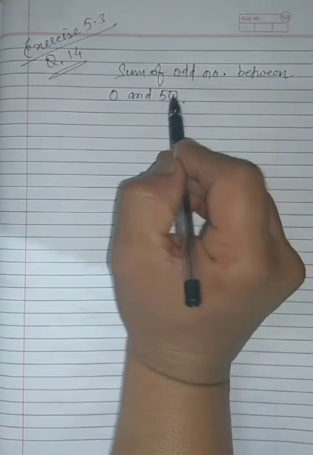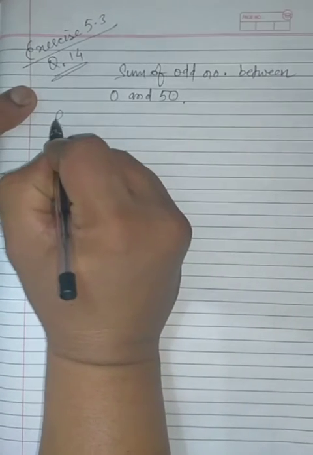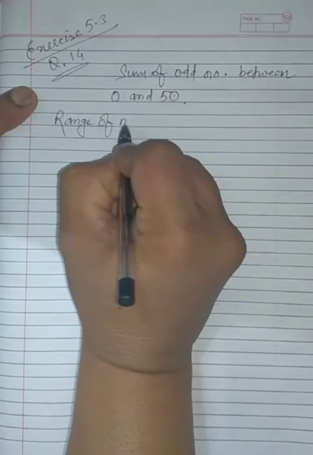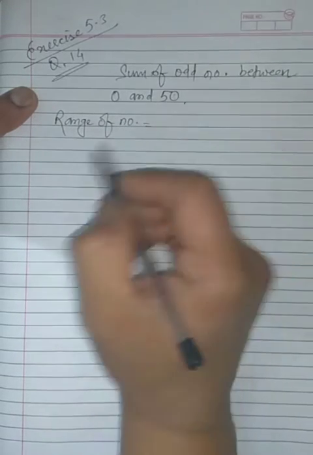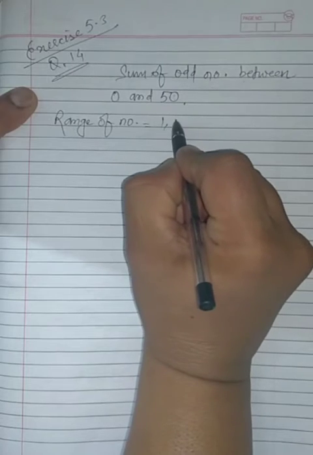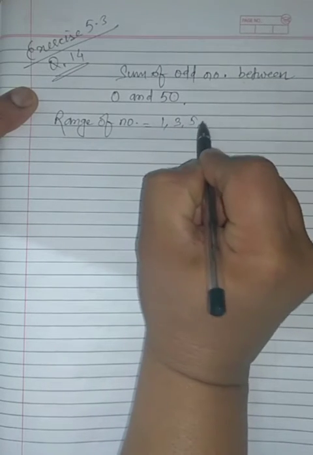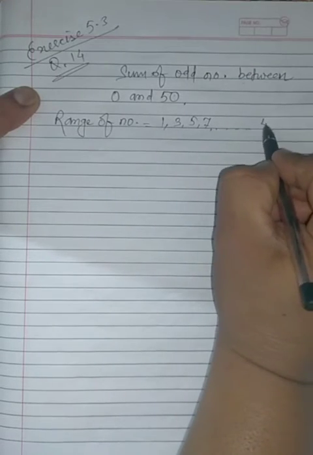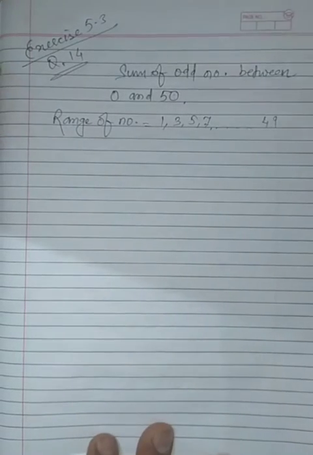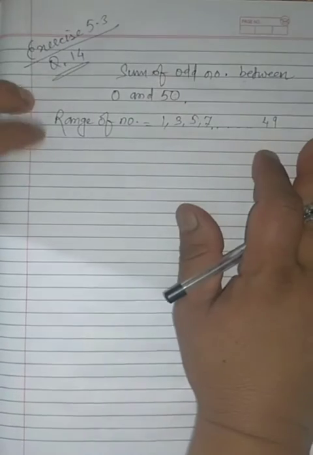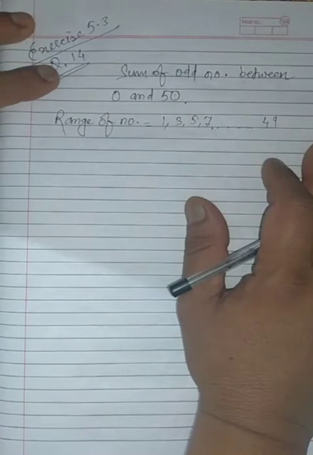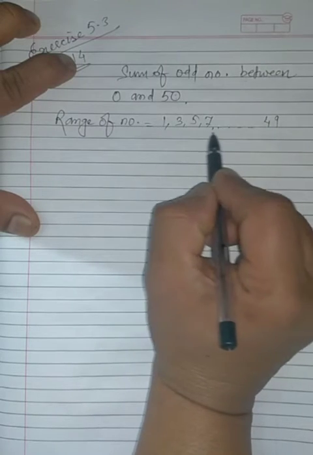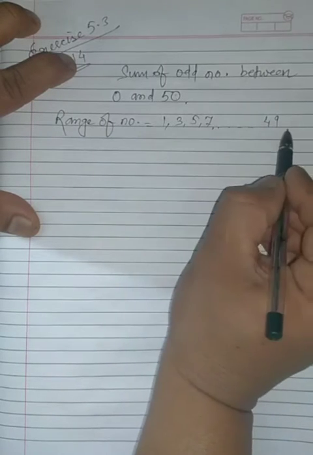So between 0 and 50, the range of numbers is odd numbers 1, 3, 5, 7 and so on, and you will find the last number to be 49, the last odd number between 0 and 50. So this gives you an arithmetic progression of odd numbers.